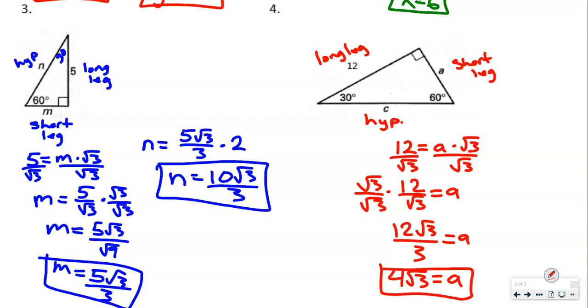Now we need to find C, which is our hypotenuse. And our hypotenuse equals 2 times our short leg. And our short leg was 4 square root of 3. So C equals 8 square root of 3.